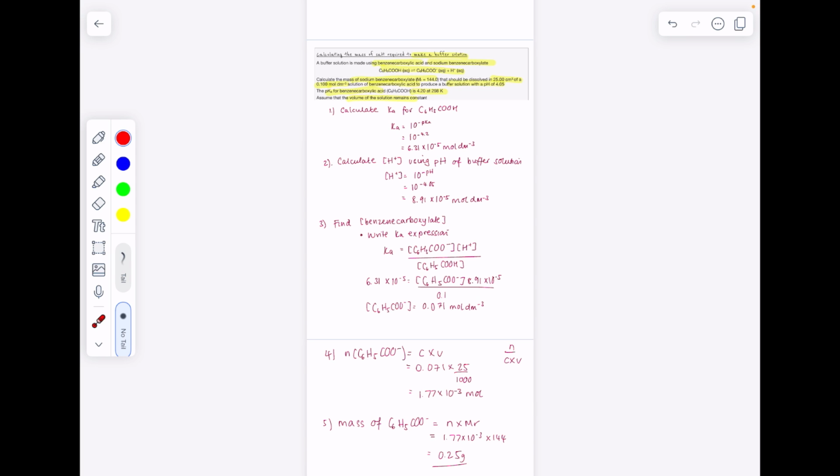To summarize, to find the mass of salt required to make a buffer solution, we used all the information in the question to calculate Ka by doing 10 to the minus pKa provided in the question. We found the concentration of H plus ions, very similar maths, 10 to the minus pH provided in the question. Then we wrote an expression for Ka, substituting all the values either just calculated or given in the question. That enabled us to find the concentration of benzene carboxylate ions. We then used that to find the number of moles, and then finally we found the mass by doing number of moles multiplied by the MR.